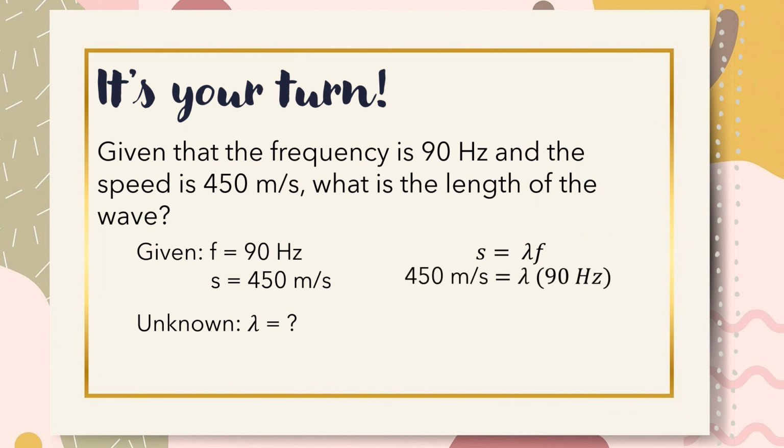450 meters per second is equal to lambda times 90. By dividing both sides by 90, we would be able to get 5 meters is equal to lambda. Therefore, the wavelength is 5 meters.